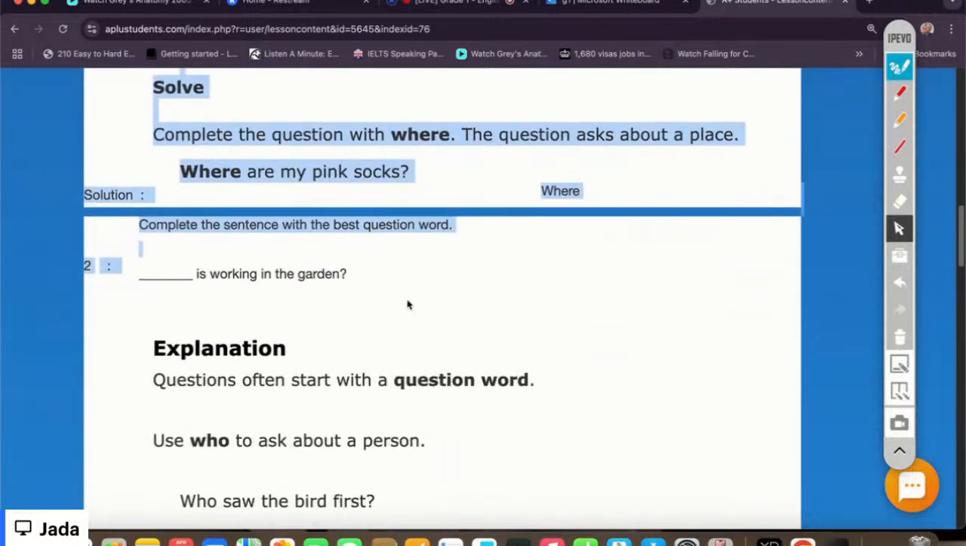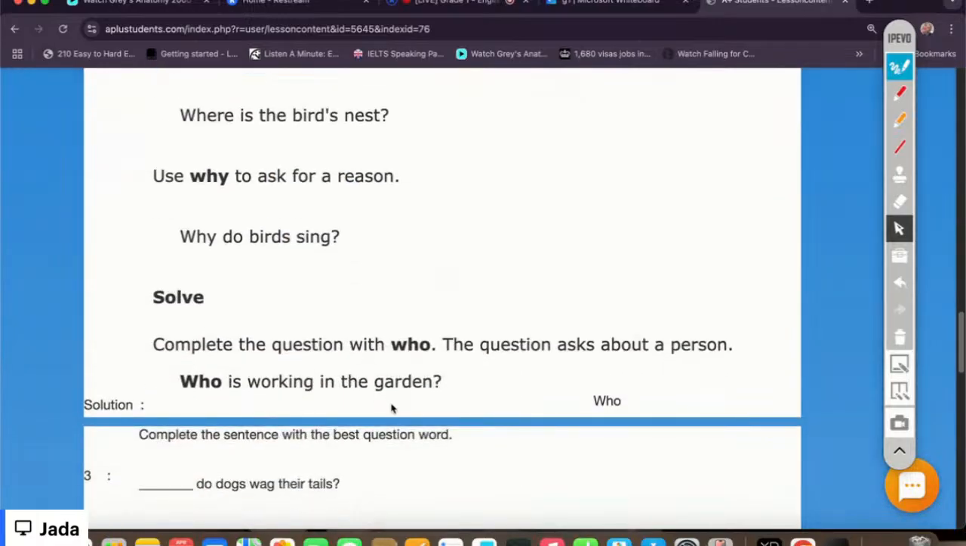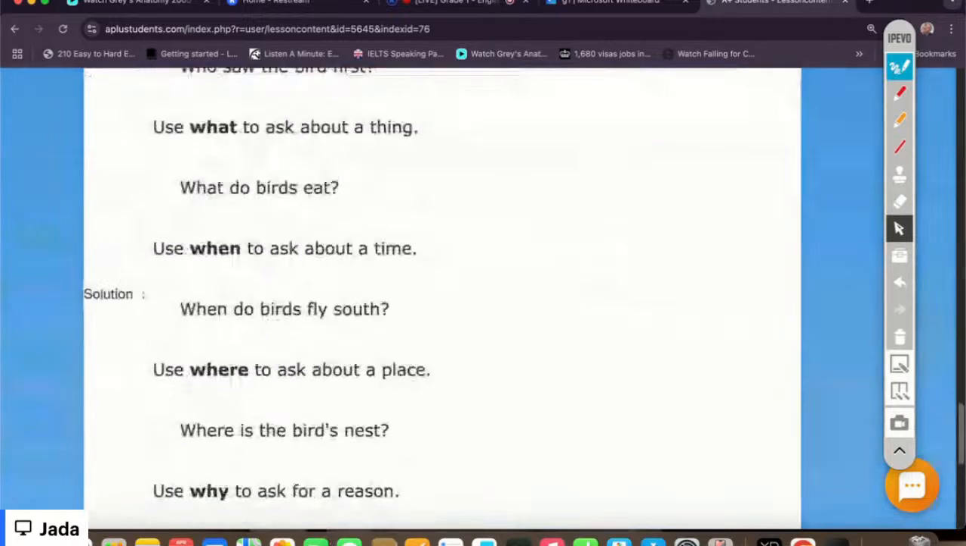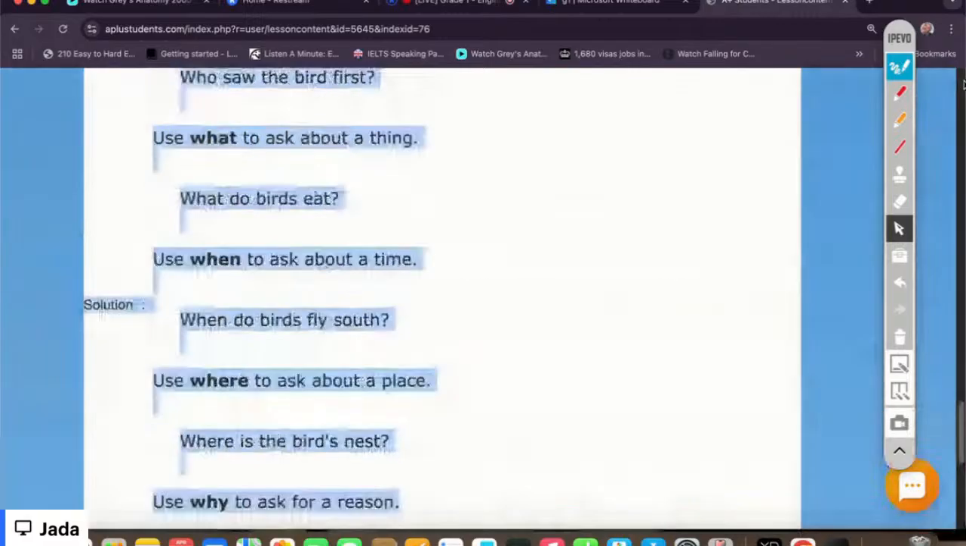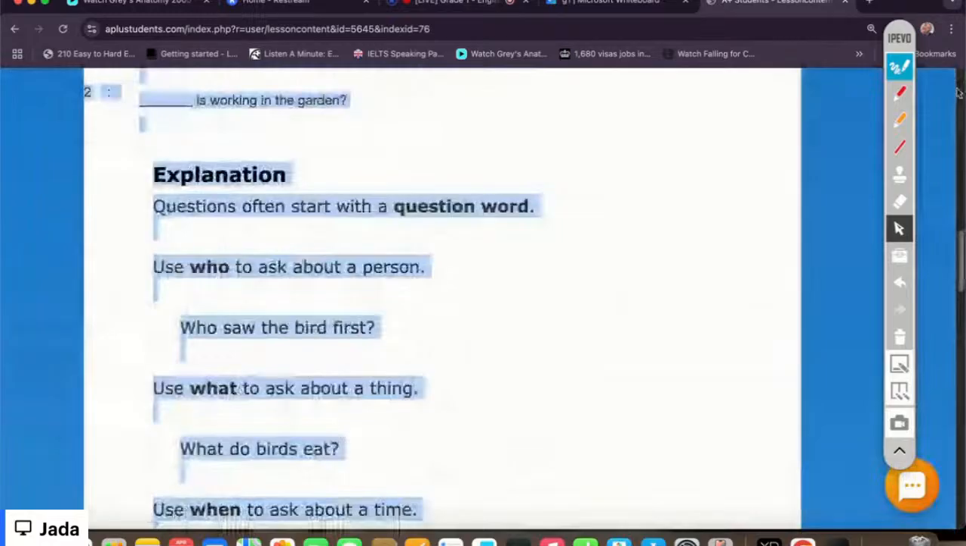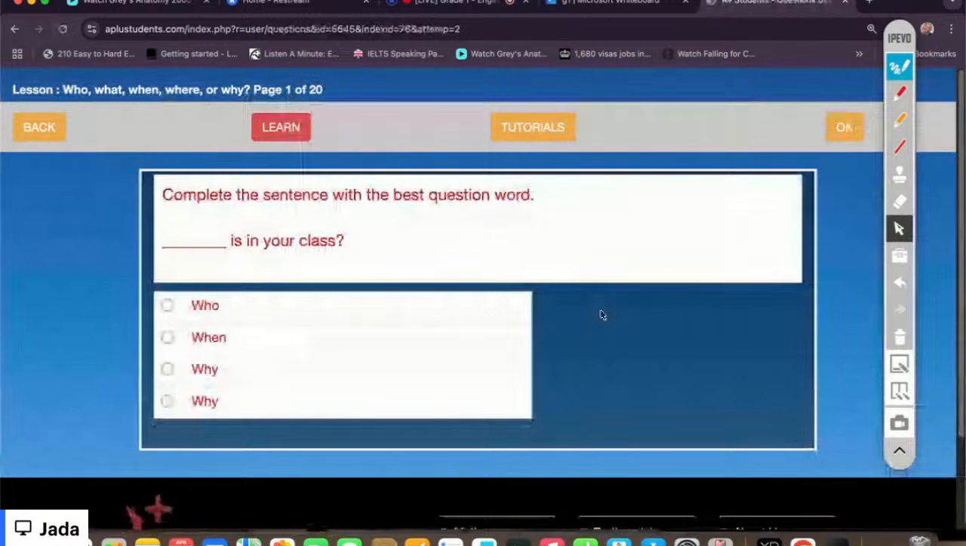All right, so Dash is working in the garden. You want to ask about a person, you say what? Who is working in the garden? Do dogs wag their tails? So it's what? Question. Why do dogs wag their tails? Right? So all this is about the question words that we can use. You use who for a person, what for a thing, where for a place, why for a reason, and when for time. Dash is in your class. So what is the best question word here?